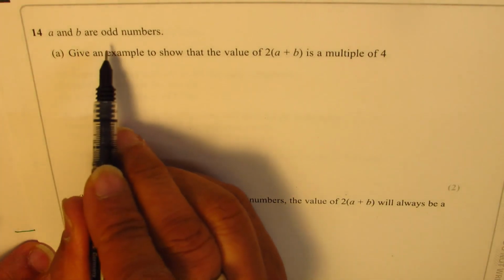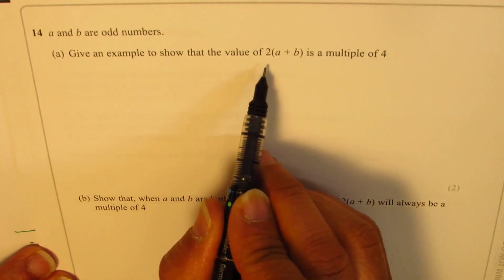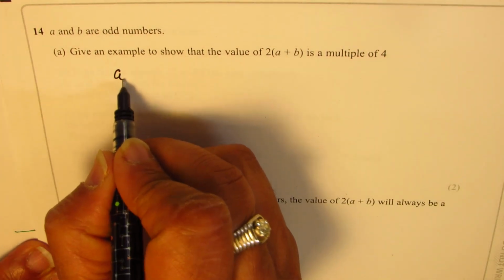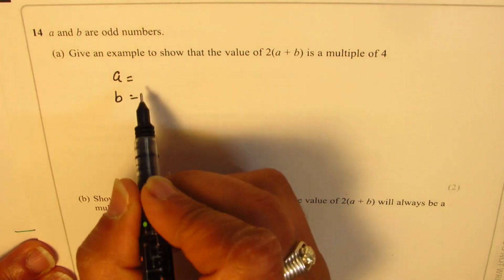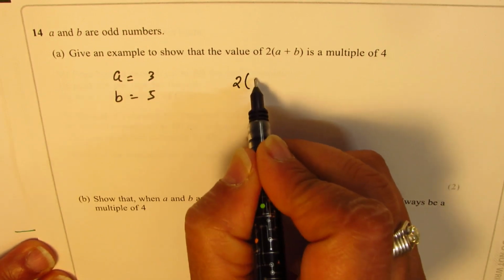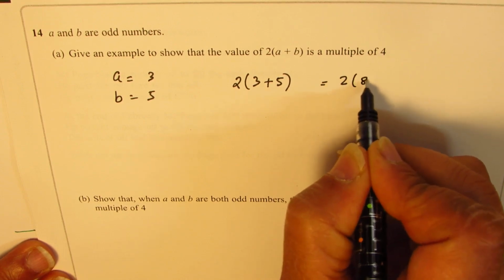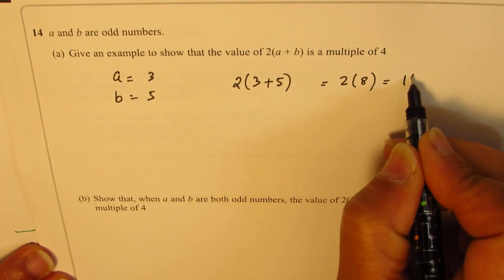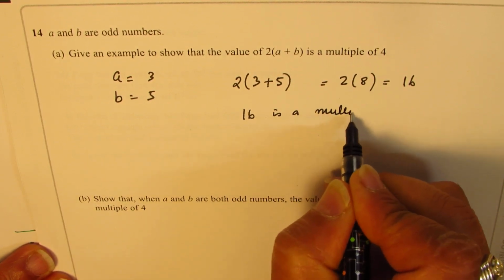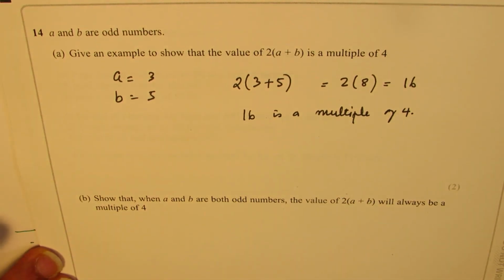A and B are odd numbers. Give an example to show that the value of 2 times A plus B is a multiple of 4, right? So we can take A and B as any odd numbers, let's say 3 and 5. So if I substitute, we get 2 times 3 plus 5, which is equal to 2 times 8, which is 16, and we know 16 is a multiple of 4. Correct? So this is an example.